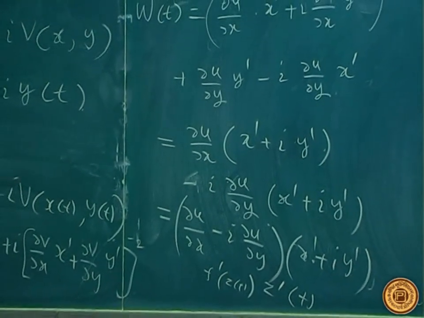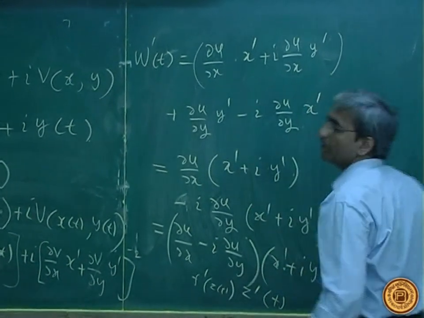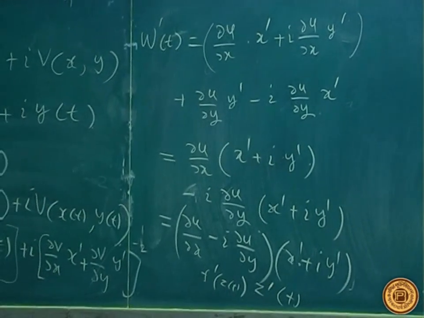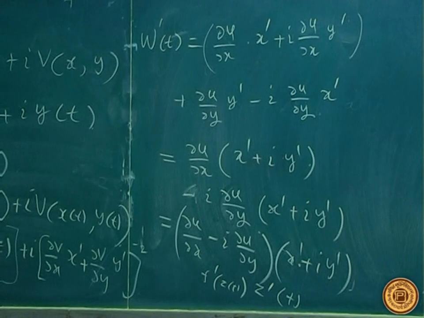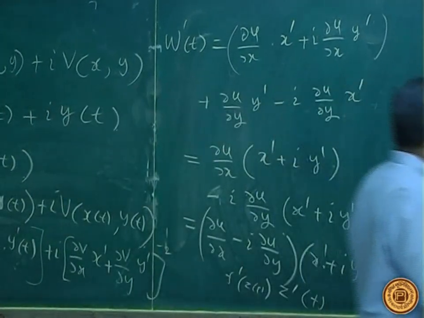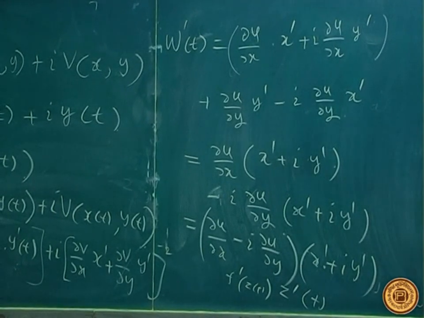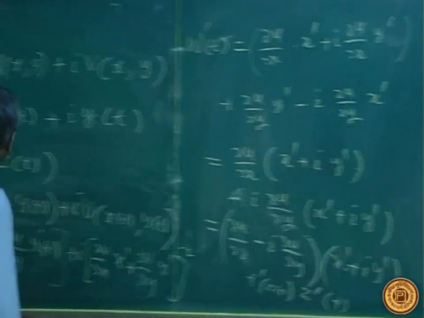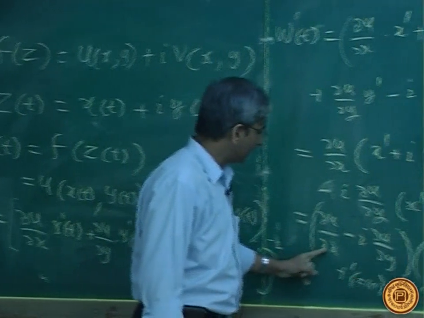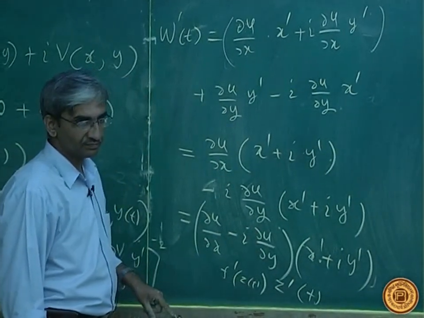So this is an exercise in Churchill. I hope you have written it down. If not, you may take it down. Here you need to use Cauchy-Riemann equations, and this property is used in integration. So this w prime t is f prime z(t) into z prime t. Remember this u is a function of x(t) now, so this ∂u/∂x is all evaluated at z(t).